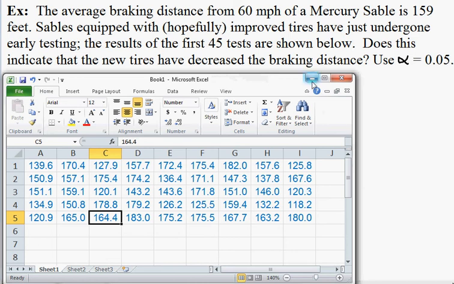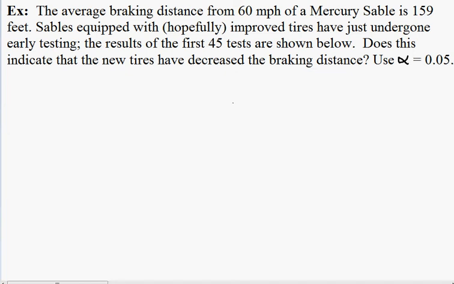To get started on this problem, we realize that the null hypothesis is that the mean remains 159 feet. In other words, we've got these new tires, but we'll play devil's advocate and say whatever changes occur are simply because of chance as opposed to the effectiveness of the new tires. The alternative hypothesis, on the other hand, will be that the braking distance has decreased. We feel that the tires have worked, and so they work better than the old tires, and so we think that the braking distance has indeed decreased.